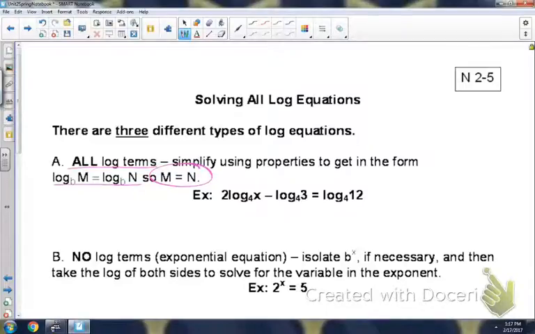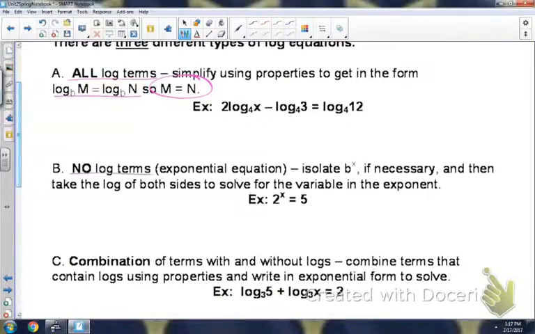Okay? The other type is no log terms, which we did on Friday. No log terms means you have an exponential equation and you will isolate the base with the exponent, and then you'll take the log of both sides to solve for the variable.